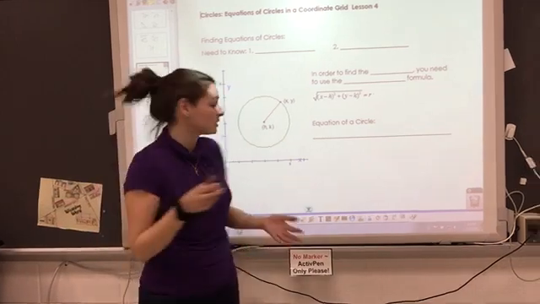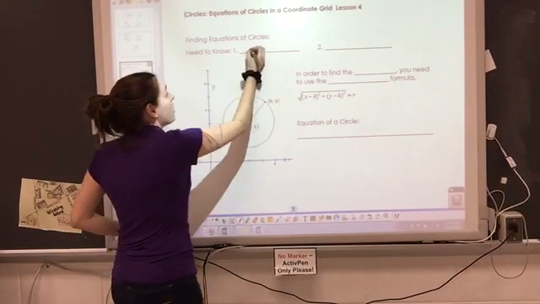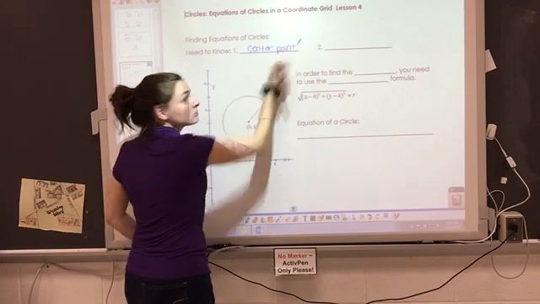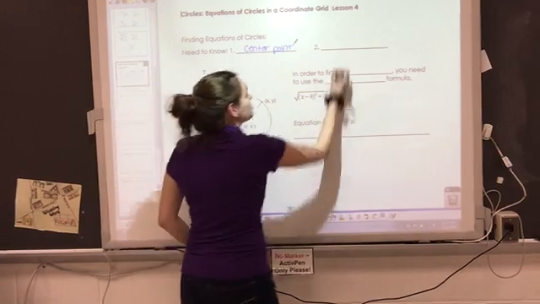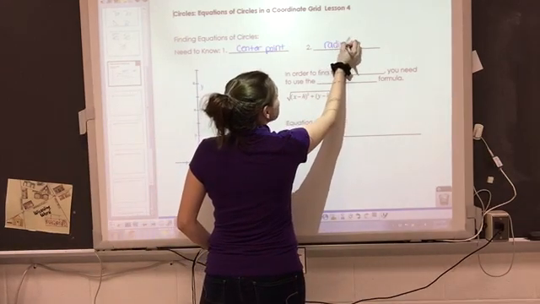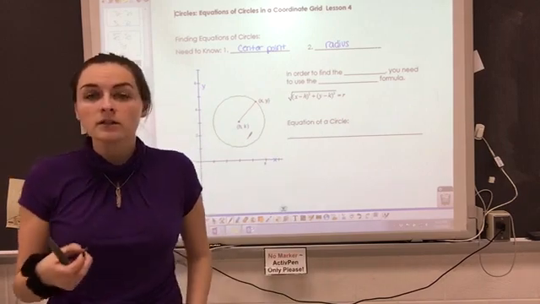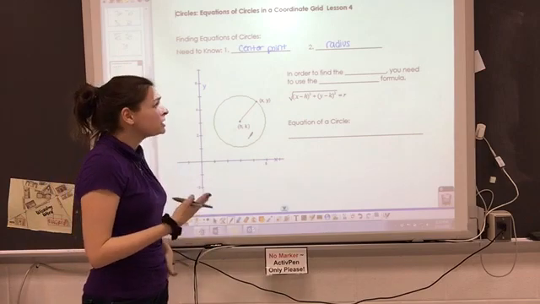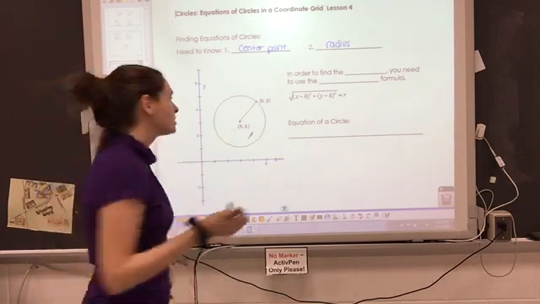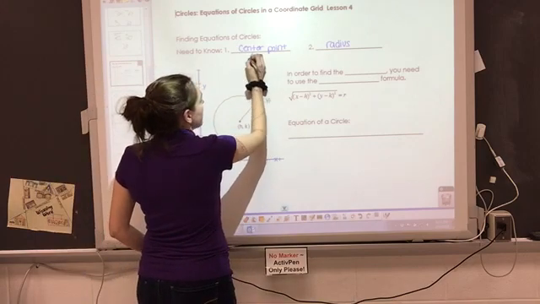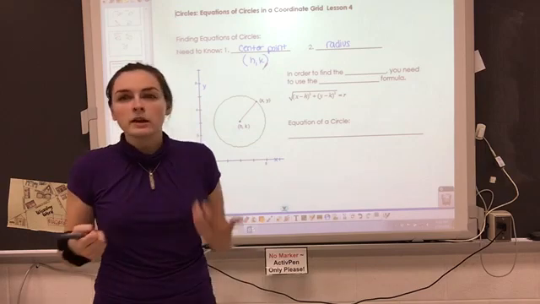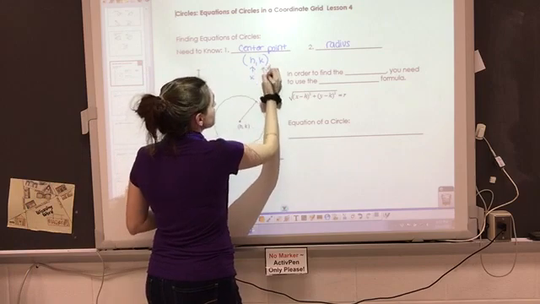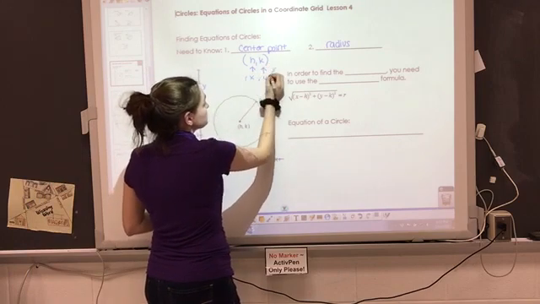So, when we're writing equations of circles, the major thing that we need to know are the center point, as well as our radius. Those are going to be the two things that we definitely need to know before we write our equation, okay? So, in order to find our center point, we're going to be using the letters H as well as K, okay? That's going to be the two letters that we use. H is going to represent our x value, and K is going to represent our y, okay?